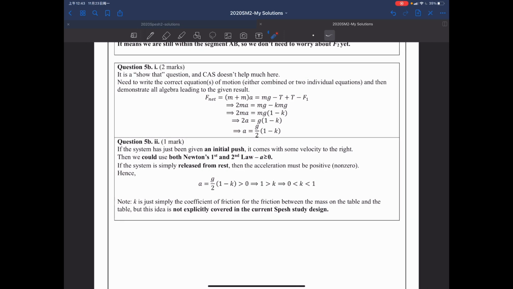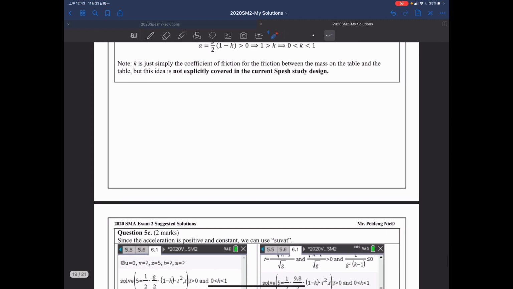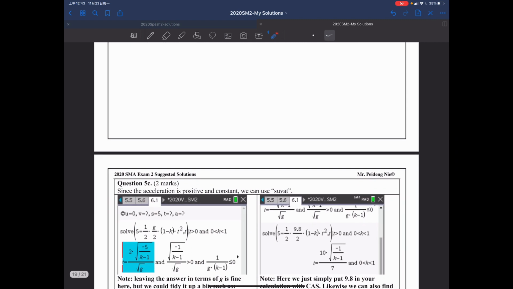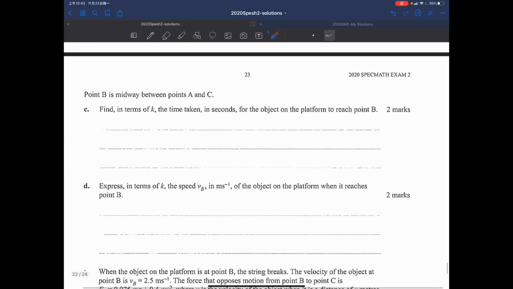It shouldn't be a big problem. Then we move on to the next question. Point B is midway between A and C, so halfway through, which means 5 meters. Find in terms of k the time taken for the object on the platform to reach point B. So we want to cover a displacement of 5 meters.